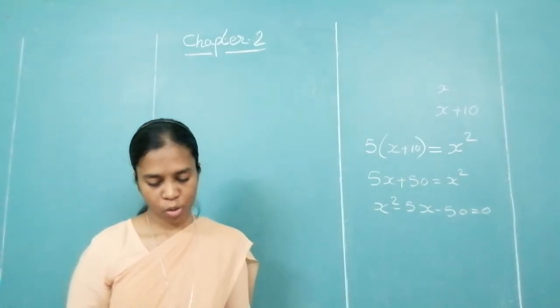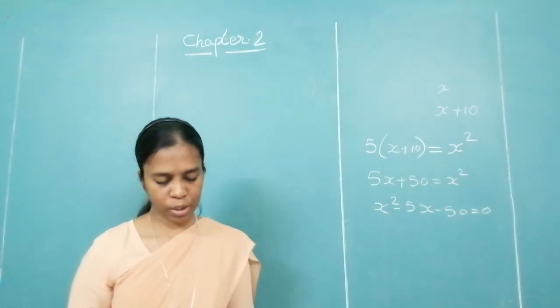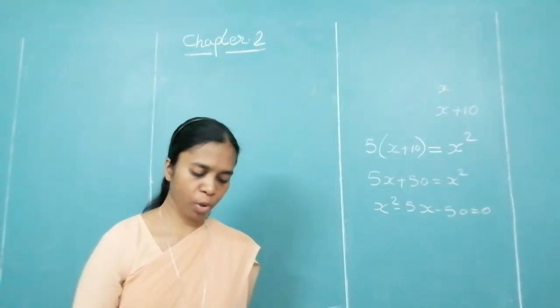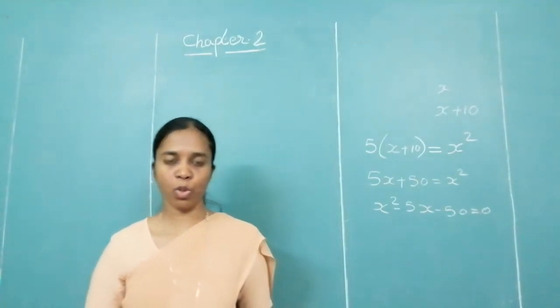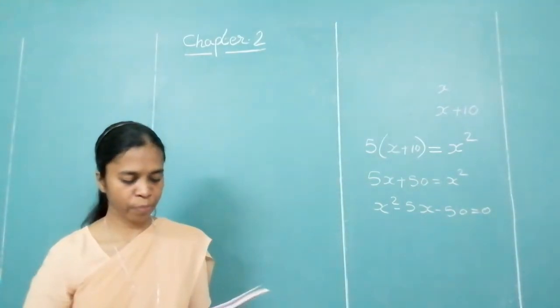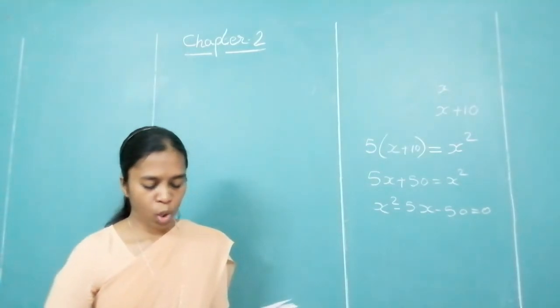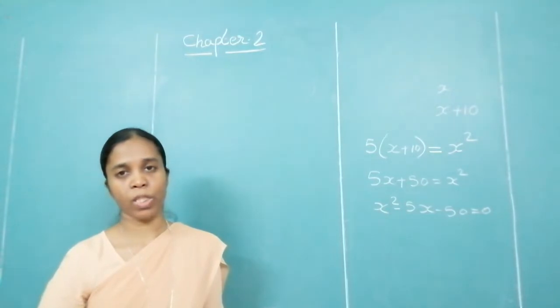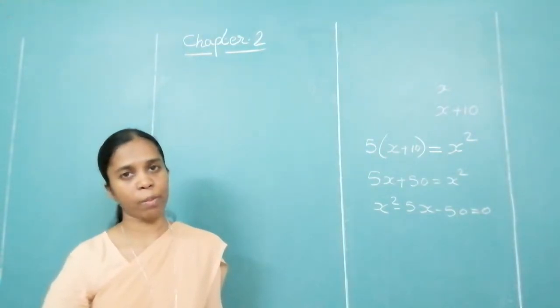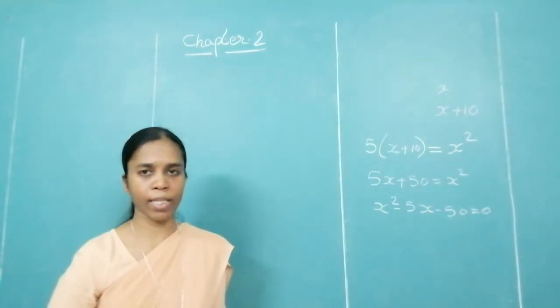If the production cost of all pots per day is rupees 600, find the production cost of one pot and the number of pots he makes per day. What shall we consider as x? What are we supposed to find out? We have to find out the production cost of one pot and the number of pots he makes per day. So one is production cost and the other one is number of pots.